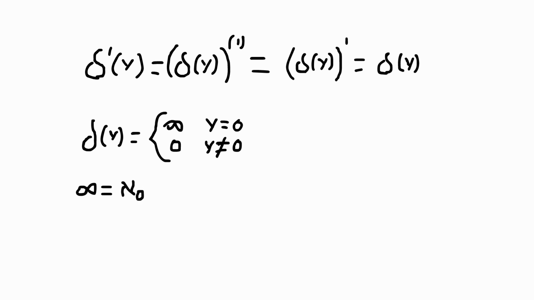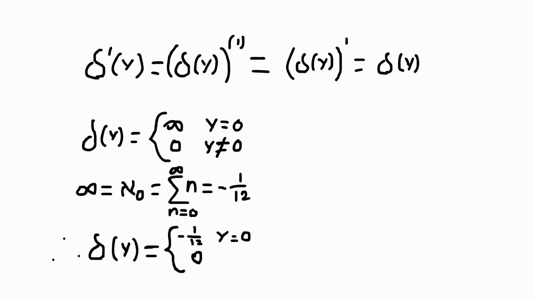Infinity is equal to aleph null, which is equal to the sum of all natural numbers. Using Numberphile's law of infinite summation, we can find that infinity is equal to -1/12. So we can replace infinity in the delta function with -1/12.